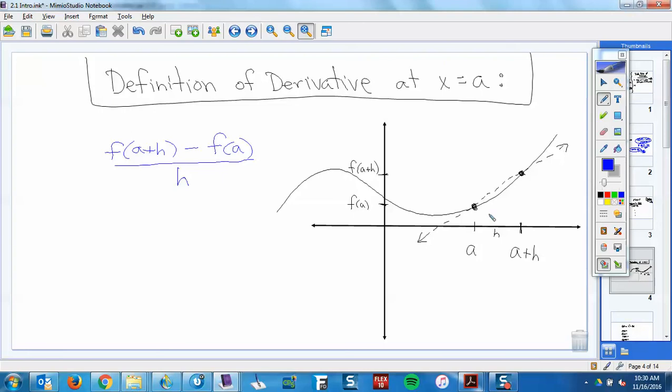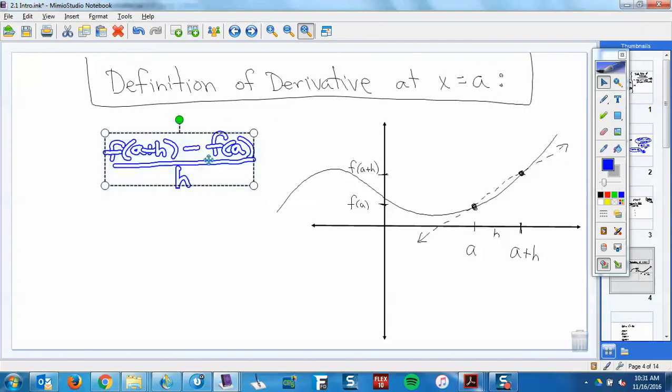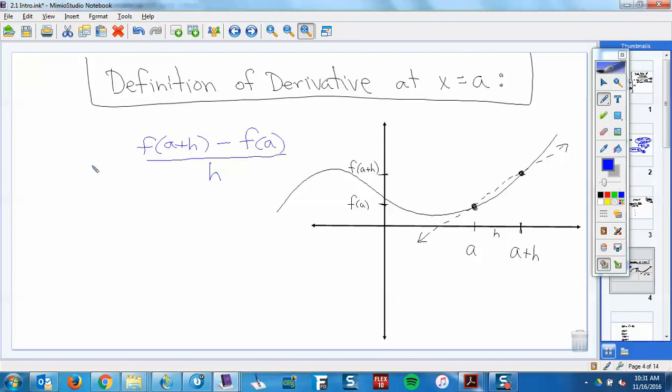But what I want is I want h to get closer and closer to what? Well, I want a plus h to get closer and closer to a, but I accomplish that by letting h get closer and closer to 0. And here's how we write that. Out in front of this, I write L, I, M, and then underneath that, h with an arrow and a 0. We read that as the limit as h approaches 0. L-I-M stands for limit.